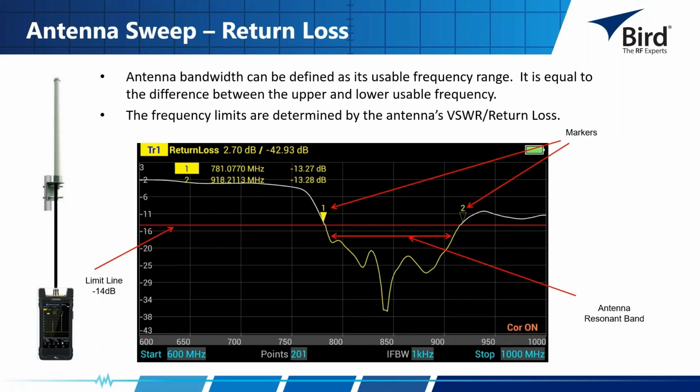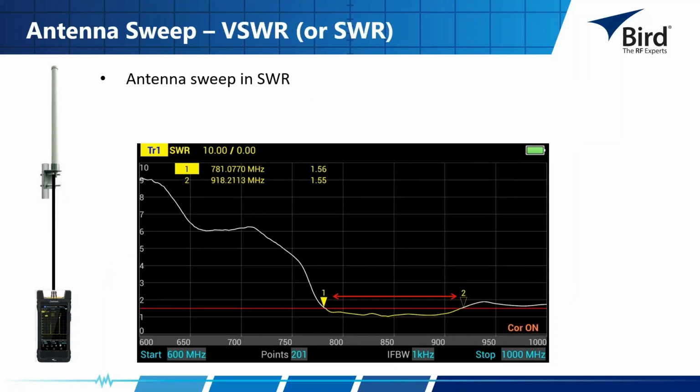Hey, if you don't like the return loss look, you can easily flip it over to SWR. And if you examine closely, we have our limit line set at 1.5. It automatically, when I switched modes from return loss to SWR, recalculated the value of my limit line from negative 14 dB return loss to 1.5 VSWR.